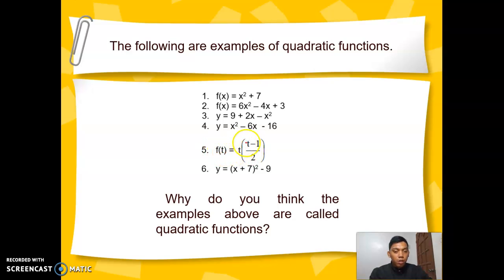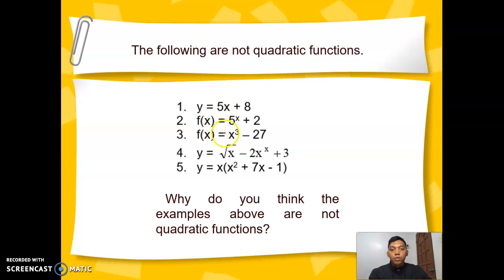And also f of t equals, the function notation represents whatever variable you are using. Even if you want to use y, it's up to you, as long as it follows the process. So f of t equals t times (t minus 1) over 2, then y equals (x plus 7) squared minus 9. So why do you think these examples are called quadratic functions? Going back to the definition, a quadratic function has a degree of 2, of course, right? And it is represented by a function notation.